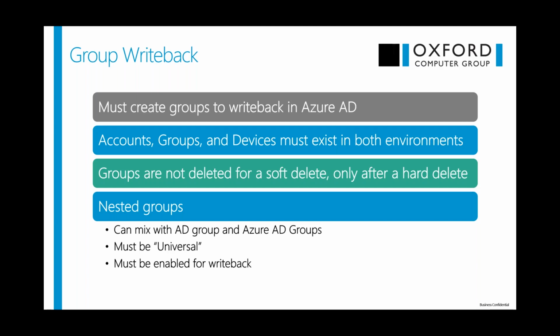Another feature is nested groups. So you can do nested groups just like you did in MIM. You can do the same thing in Azure AD for write-back. You can mix the Active Directory groups and Azure AD groups. I'll show you that capability in the demo. Like I said before, they must be universal groups, and everything must be enabled for write-back if you're going to write back to on-premise. On the next slide, I'll explain what is enabled by default for write-back.